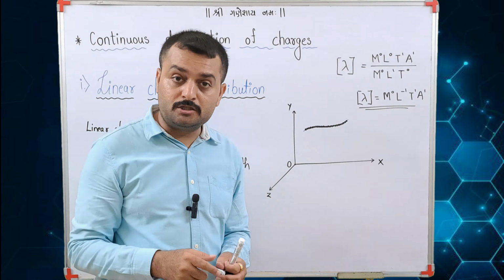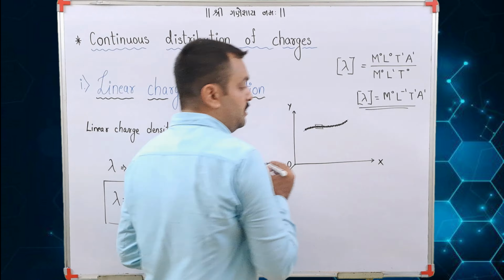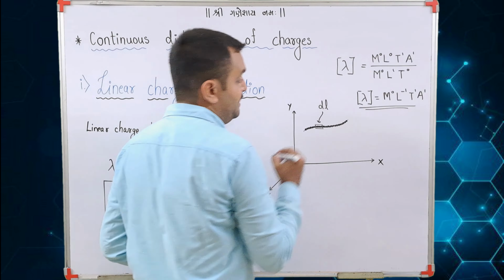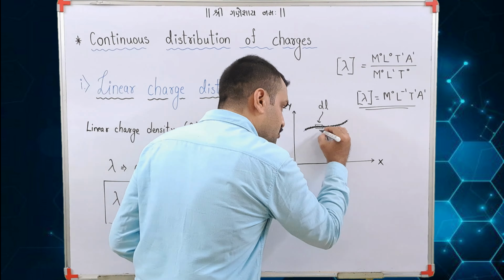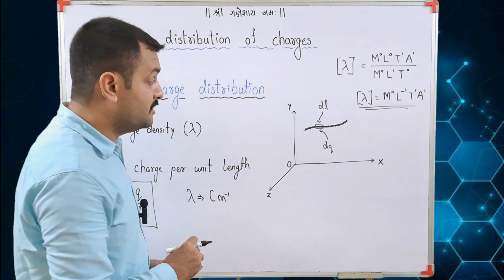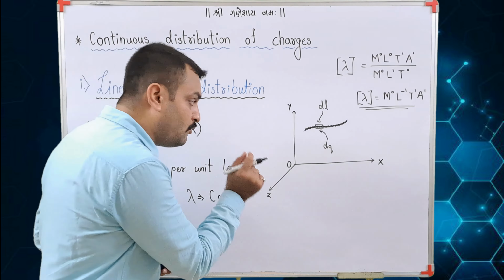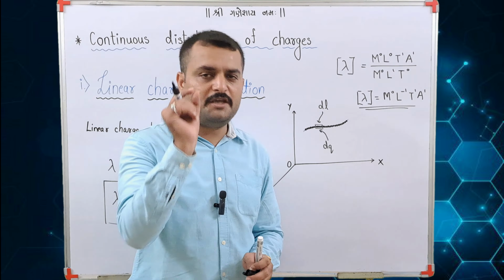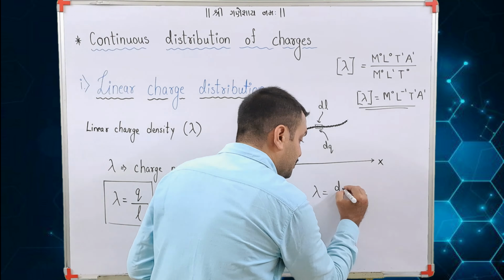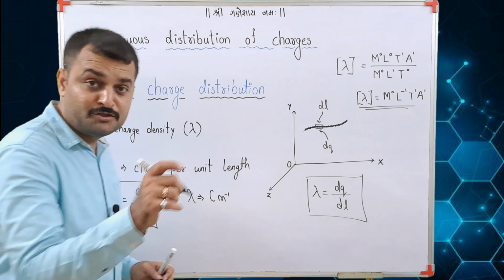Okay, while dealing with the numericals, we have to deal like this. We have to consider a small line element, and we'll be saying that the length of the small line element is dl. We'll also say that the charge over this particular line element is dq. You all know it very well that this is an infinitely small line element, so the length is infinitely small, and the amount of charge is also infinitely small. So in this case, we'll use lambda is equal to dq by dl.